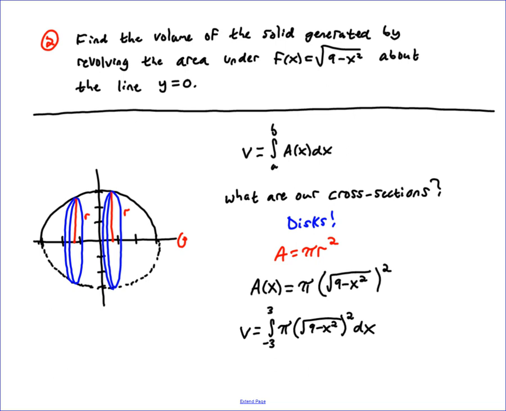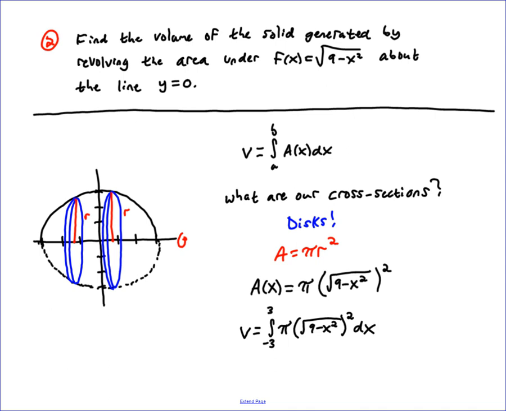Okay, so this looks like a completely different problem at first glance, right? We're no longer given the cross sections. They're telling us to revolve something about the x-axis. But the process to find this volume is exactly the same. We identify what are our cross-sections, we identify the area of those cross-sections in terms of x, and then we plug it into our formula for volume.